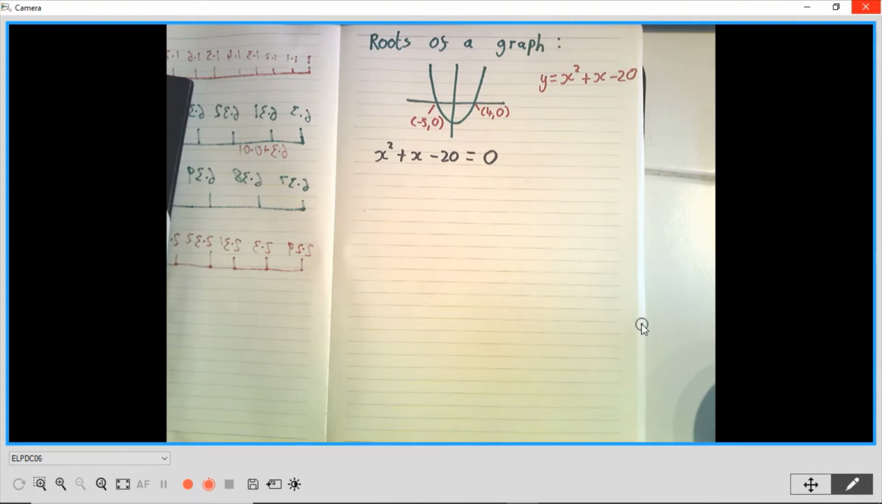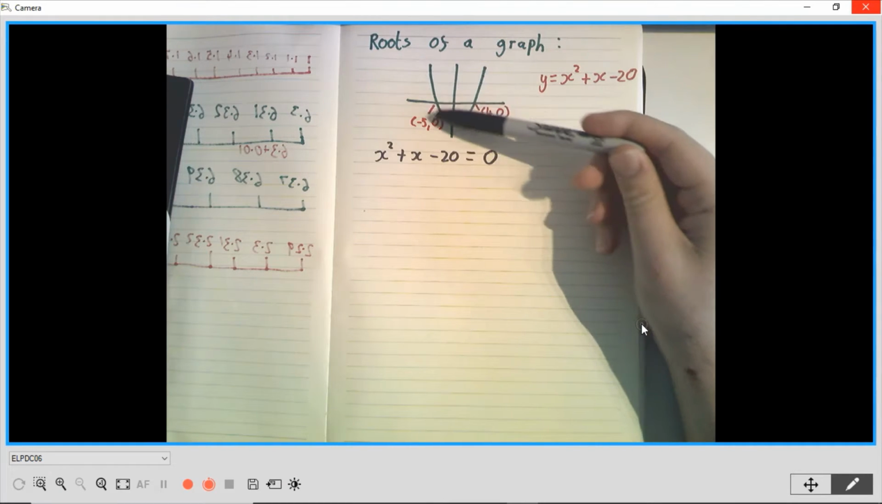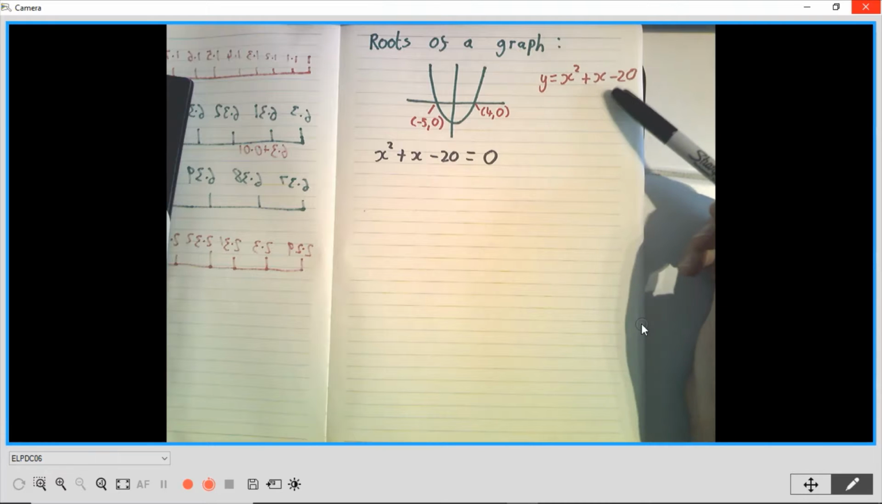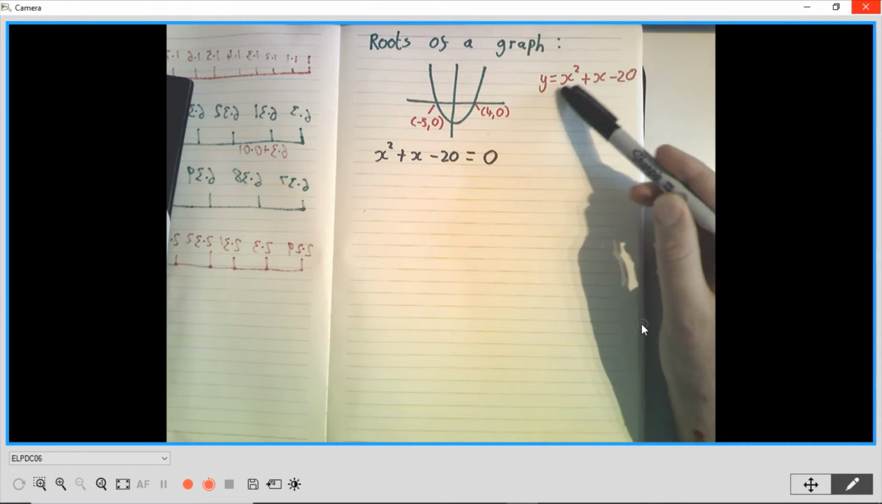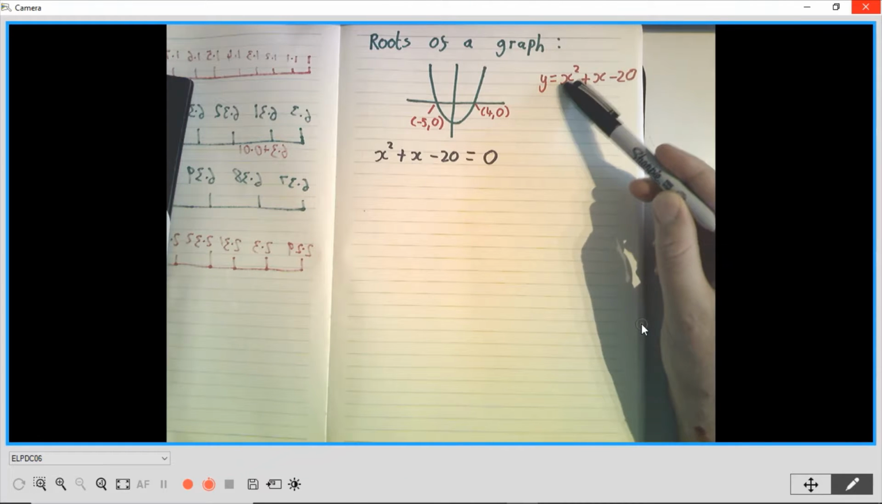So today I want to talk about the roots of an equation, and we can see the roots of an equation on a graph. So we can see here a parabola. That's a curved graph here, and in fact this is the graph for the equation y equals x squared plus x take 20. We can see it's a quadratic. The highest order term here is x squared.